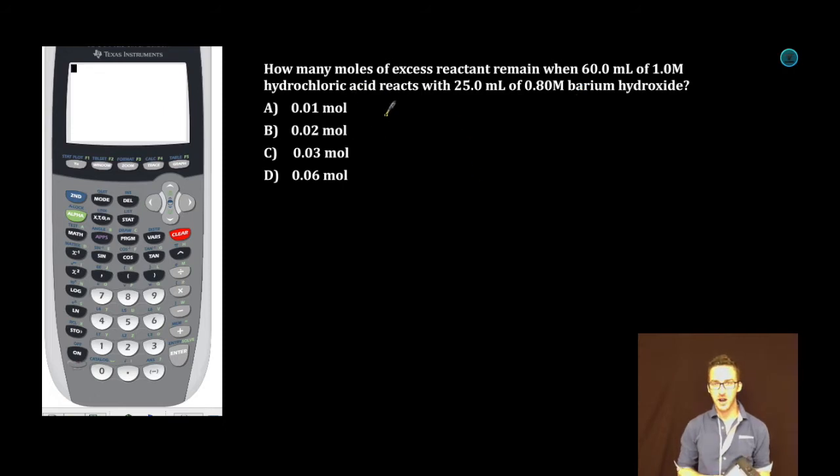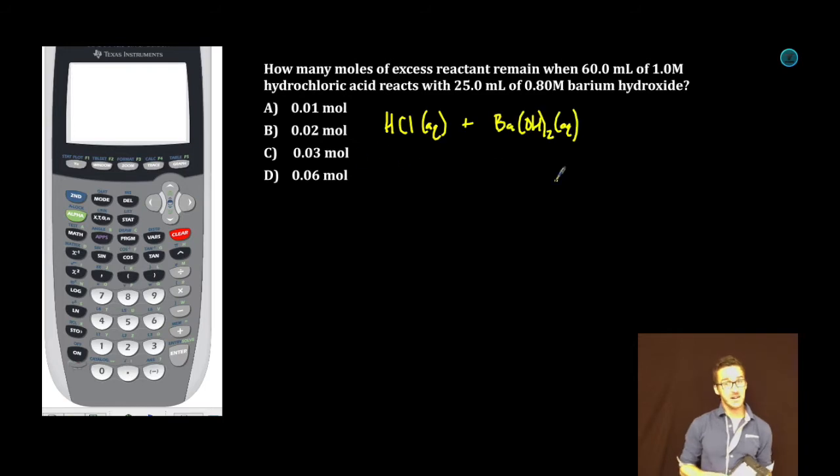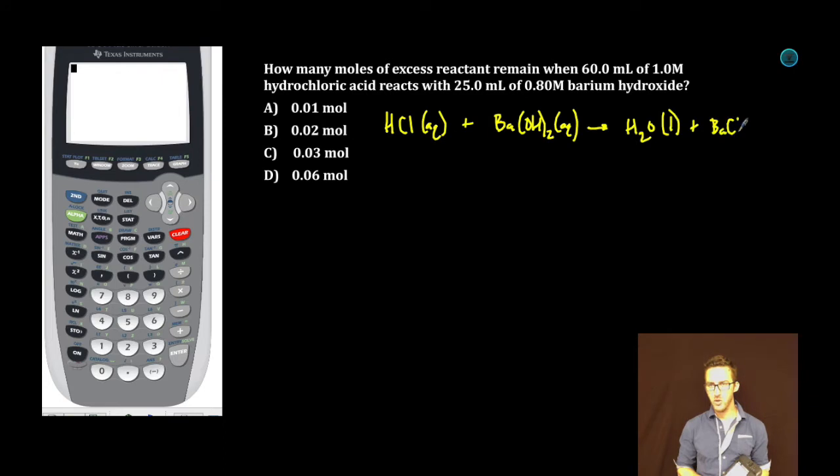My two reactants are HCl and barium hydroxide. As I look at this, classic acid-base neutralization double replacement. Gonna be forming some water and some barium chloride. All right, let's throw in some coefficients to balance.